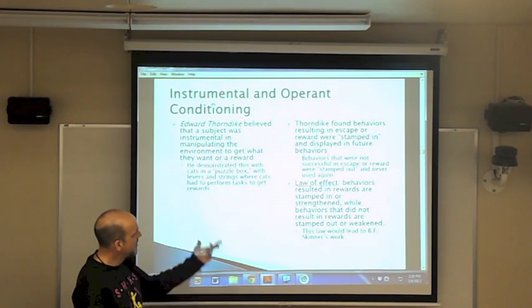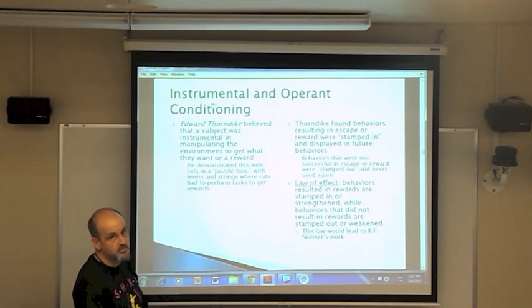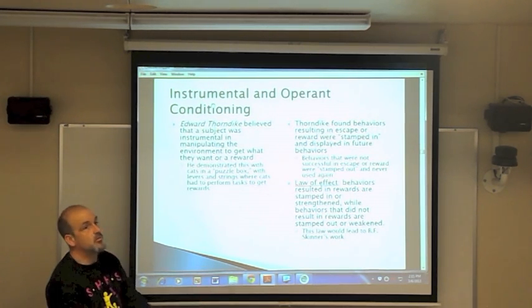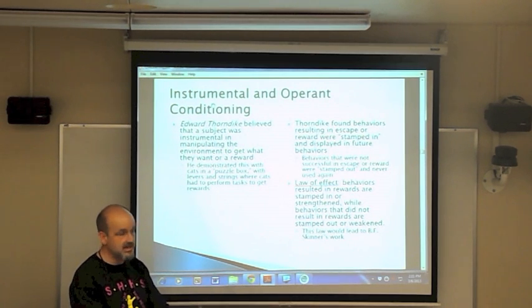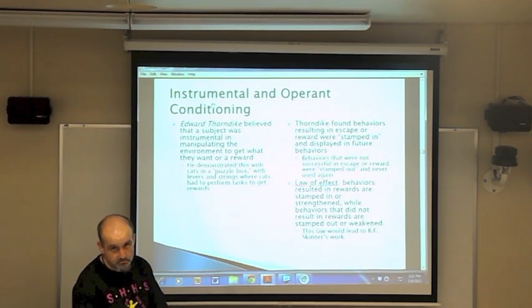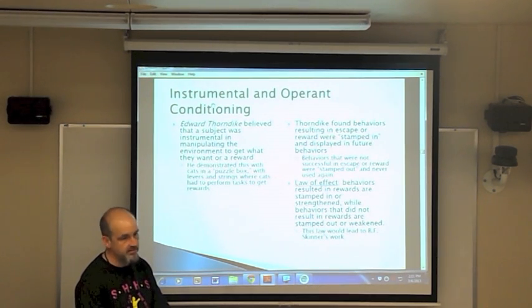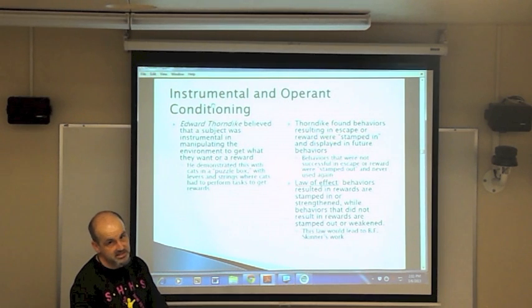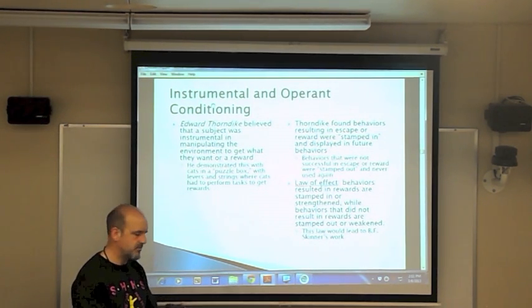Now, behaviors that were not successful, or did not result in escape or reward, were stamped out. In other words, they weren't tried again. So if a rat pressed a lever, and it opened up the gate and got through, the rat would press that lever again. It escaped. But if the rat pressed the lever and nothing happened, no treat was given, no door was open, the rat's not pressing that lever again because he wasn't rewarded. This is what I'm describing as the law of effect.